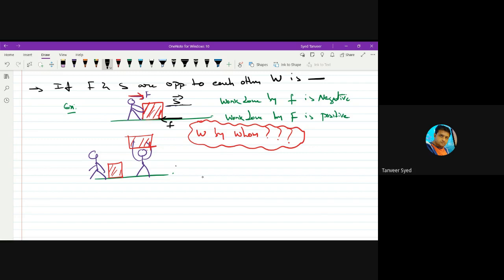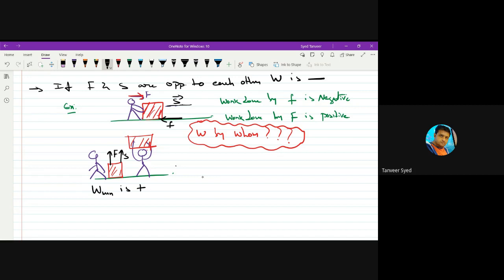In this situation, what is the work done by you? Positive, negative, what is the work done? To lift the block, in which direction did you apply the force? Upward. And what is the direction of displacement of the block? Displacement is also in the upward direction. So force and displacement are both in the same direction. So work done by the man is positive. How much? It's a different thing. We'll come to that later.